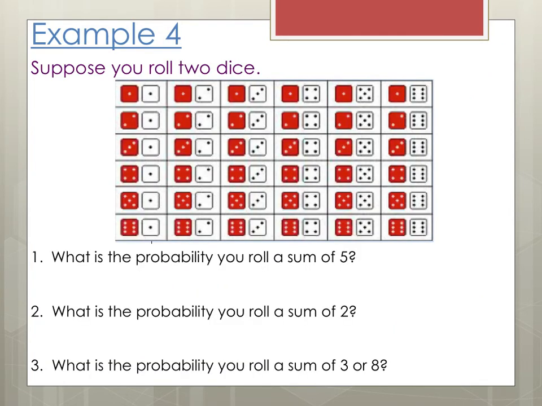So now we have a different situation. Now we're rolling 2 dice. And so the sample space you can see below, you can get a 1/1, a 1/2, a 1/3, and we're treating those dice as separate.